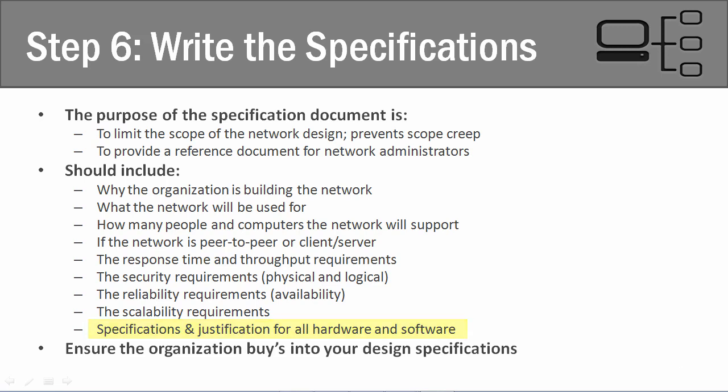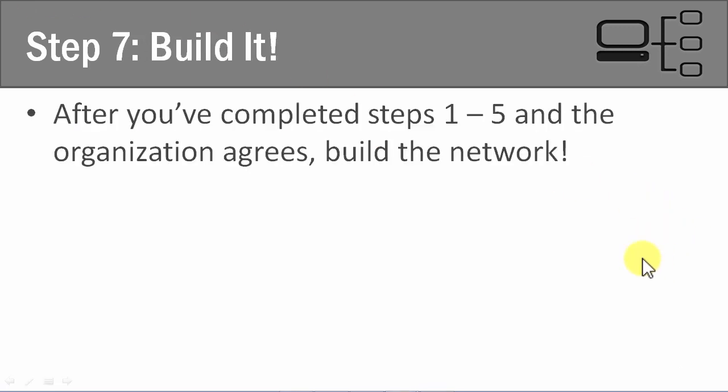And then once you have your design in place, your physical design, your logical design, and your specifications, you need to ensure that your organization buys into this design specification. So whoever is the sponsor for this design and for this network build out, you need to get their approval before you move forward. So that's step 6. And then after step 6, really the last step is to build it. Once you've gone through steps 1 all the way through step 5, you have the design in place. You then go to step 6, you document everything with your specifications, you get the approval, and then you build it out.